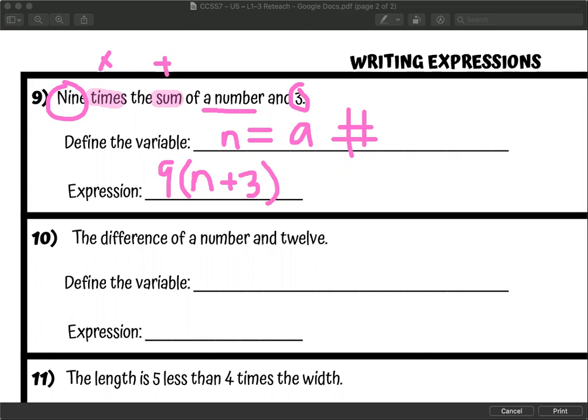Number 10, the difference of a number and 12. So the numerical value that I see is 12. Our unknown still is a number, so n equals a number. And then our keyword that tells us the operation is difference. Difference tells us subtraction. So the difference of a number and 12, we are just going in that order, n minus 12. All right, one more.